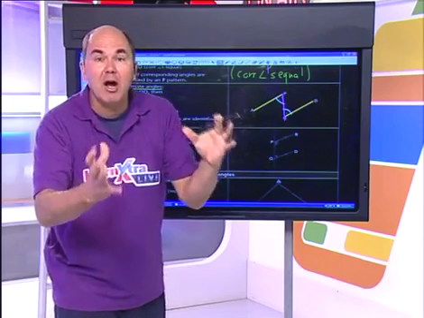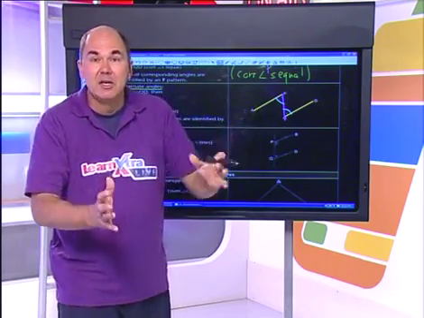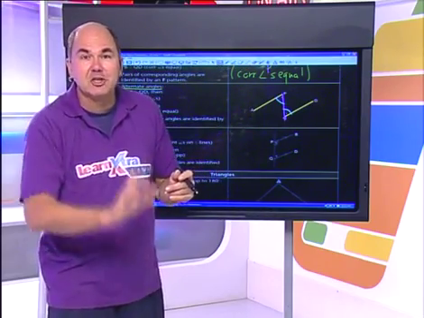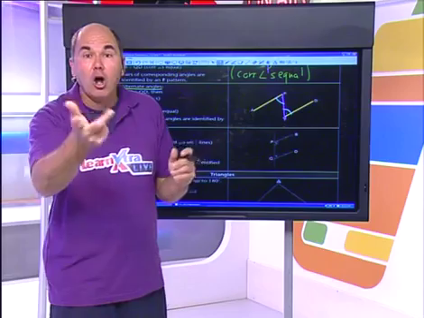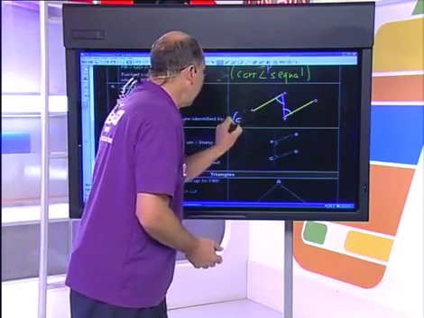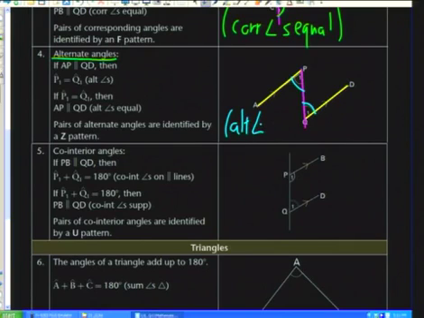That's what we mean by alternate angles. They're not corresponding, they're not in the same position, they're in the opposite position. They're in the alternate position. So when we reference this, we're going to say alt angles equal.